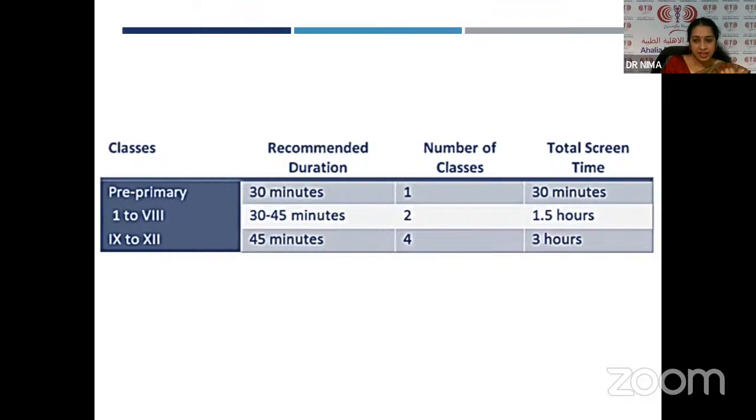So this is the screen time. For pre-primary, only half an hour is allowed. For first grade to 8th grade, around 1.5 hours of screen time. And for the higher grade students, maximum 3 hours. But definitely I know, with online classes and everything, this will be much more than that.